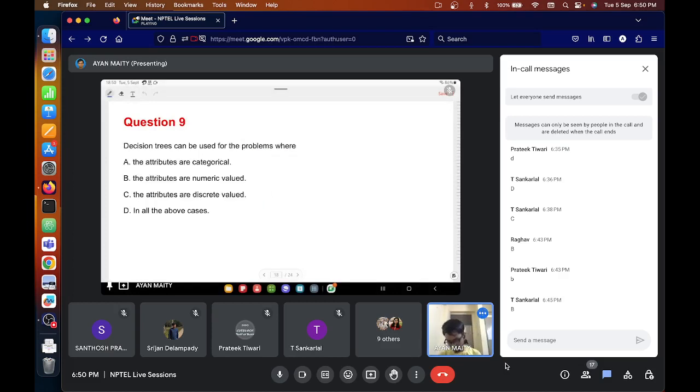Question 9. Decision trees can be used for problems where, and there are 4 options: the attributes are categorical, the attributes are numeric valued, the attributes are discrete valued, and option D is all of the above. So in which cases or in which problems can we use decision trees?